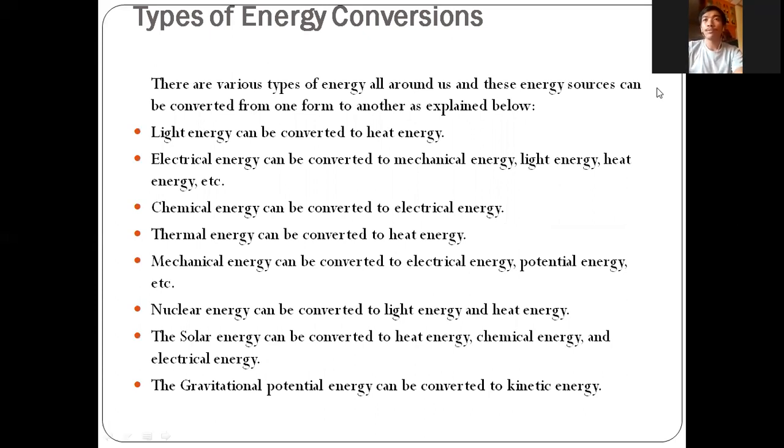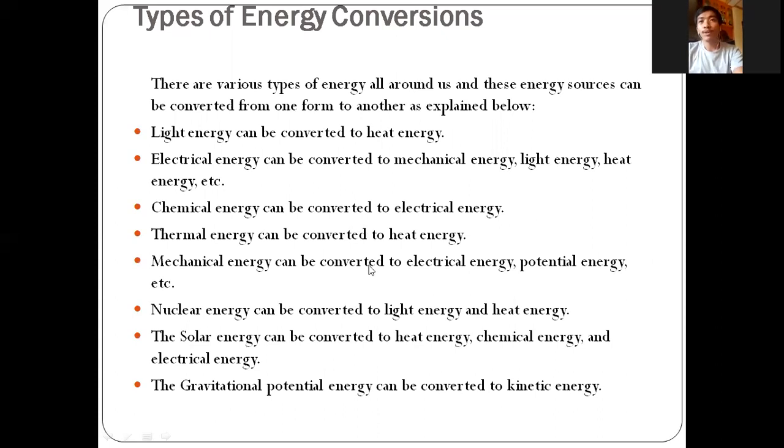There are various types of energy all around us, and these energy sources can be converted from one form to another, as explained below. Light energy can be converted to heat energy. Electrical energy can be converted to mechanical energy, light energy, heat energy, etc. Chemical energy can be converted to electrical energy, and thermal energy can be converted to heat energy.